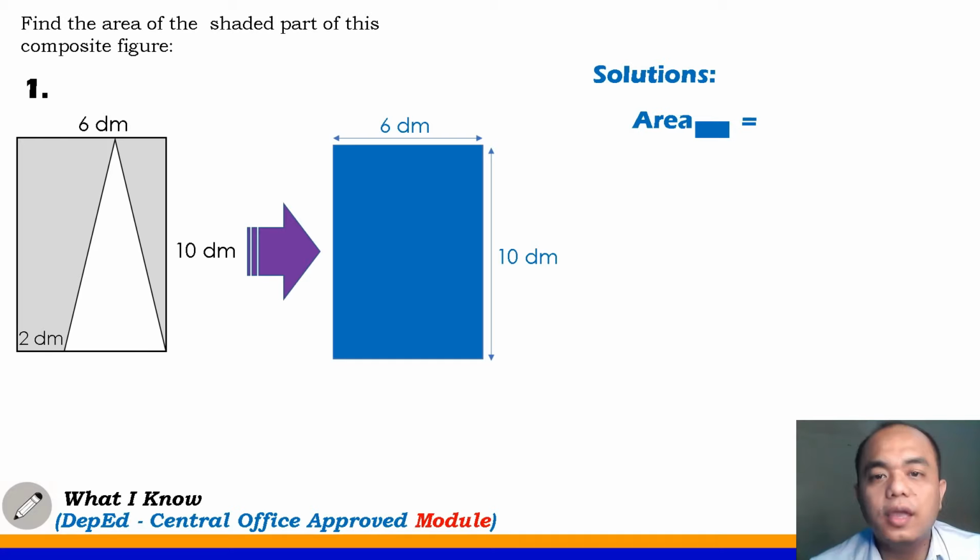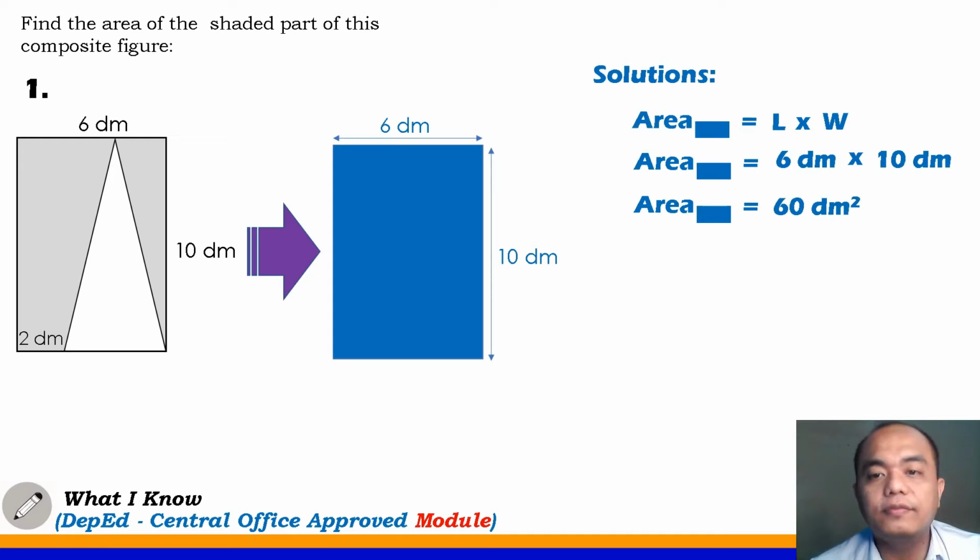So the solution: area is length times width. Substitute. So we have 6 decimeter times 10 decimeter. And then 6 times 10 will have 60 decimeter squared. So here's the area of our rectangle, the shaded part.